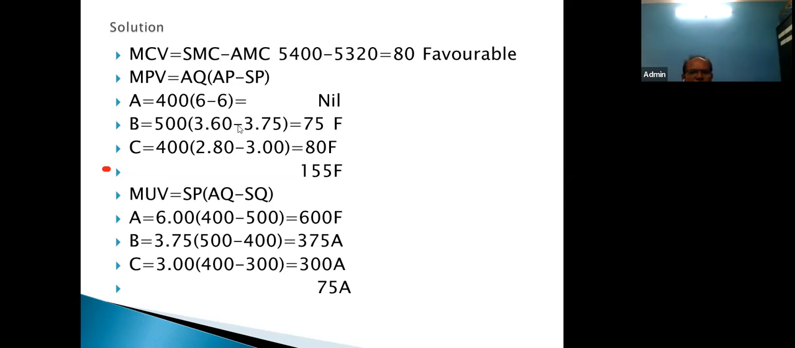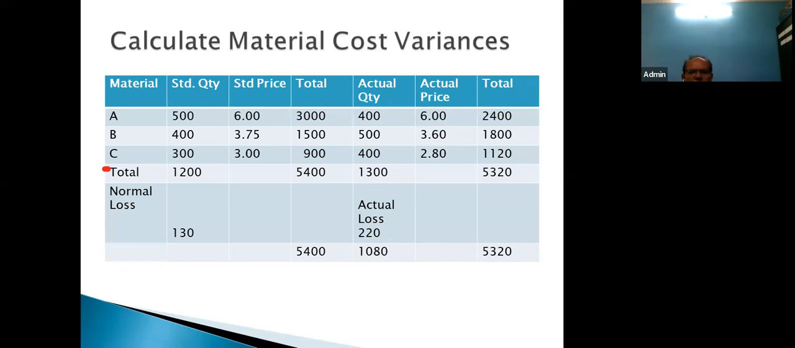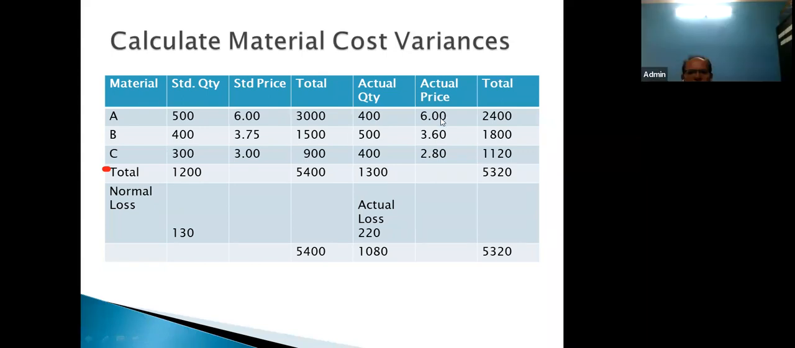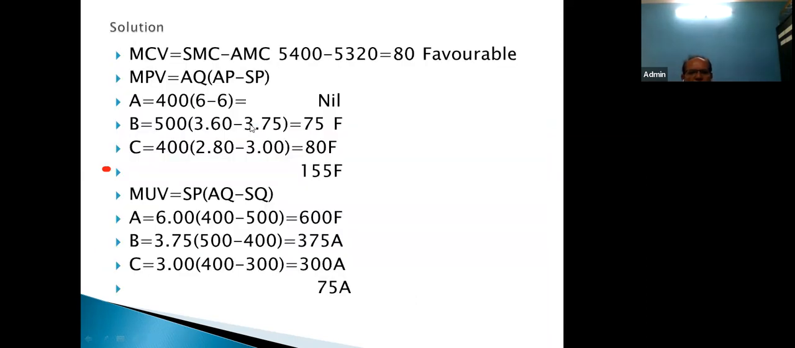Let us verify this. Look here. Material A, actual quantity. Can you see my table? Material A, actual quantity is how much? 400. Actual price is how much? 6. And standard price is also 6. So the same figures we have mentioned here. So here, actual price is equal to standard price, so there is no difference. That is why I have mentioned nil here.